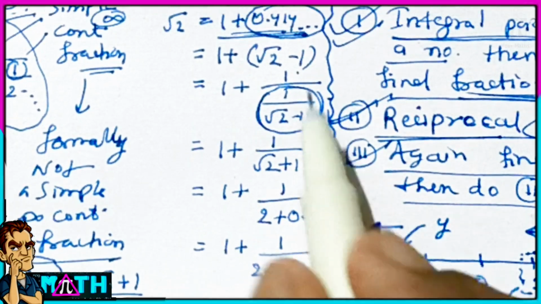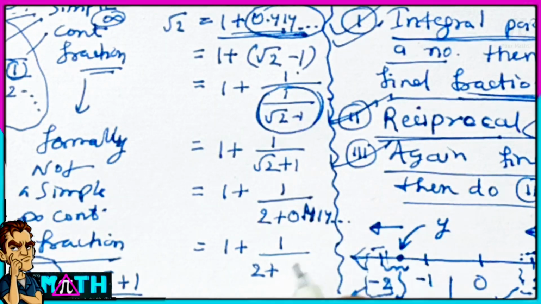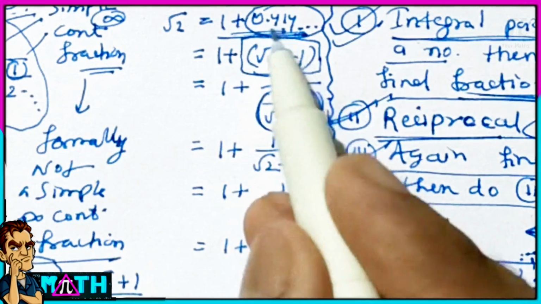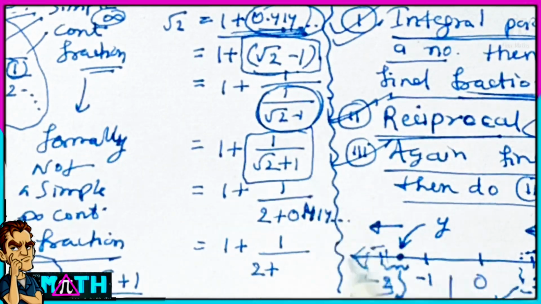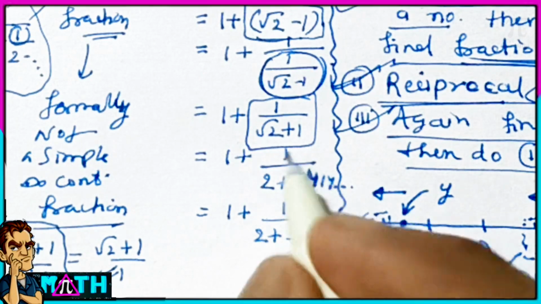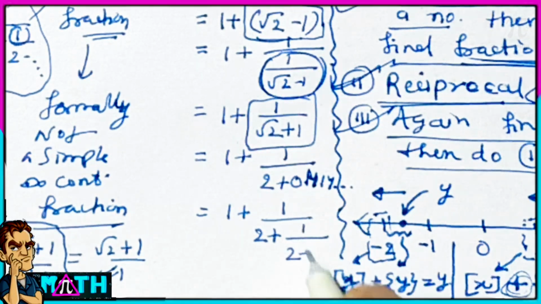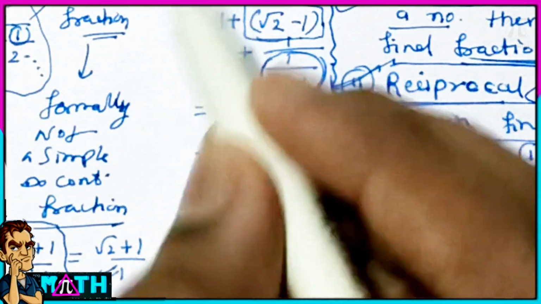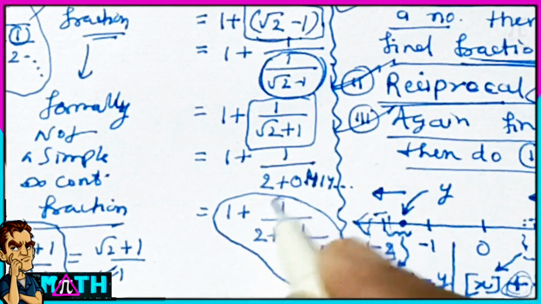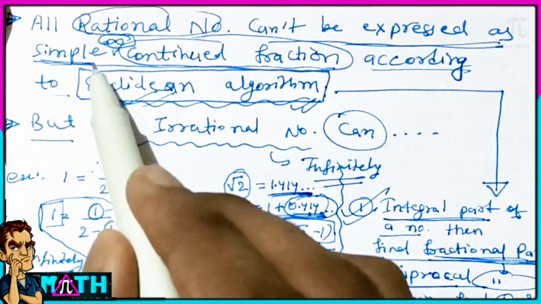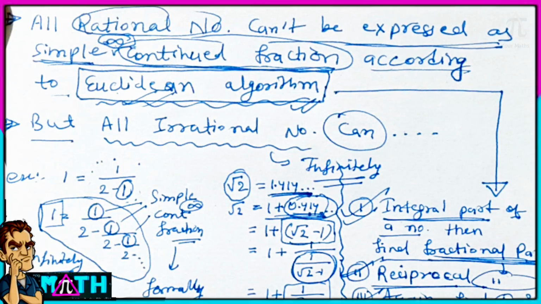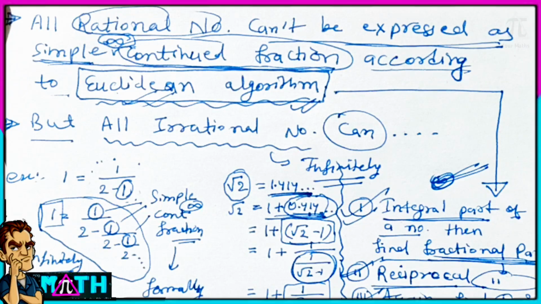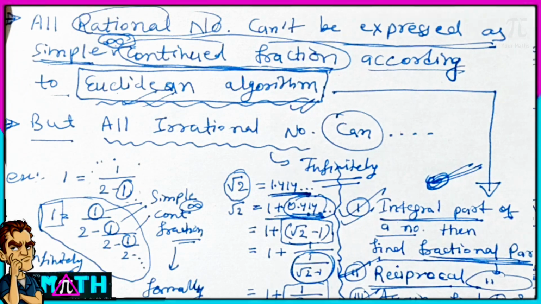So now can you see that 0.414 can be represented as 1 upon root 2 plus 1, as you can see here. So I can write it as 1 upon root 2 plus 1, but root 2 plus 1 again can be substituted and made like this infinite continued fraction, simple infinite continued fraction, because the numerators are 1, and that is the thing we have not performed for the rational number. Therefore it cannot be represented as simple infinitely continued fraction according to the Euclidean algorithm.